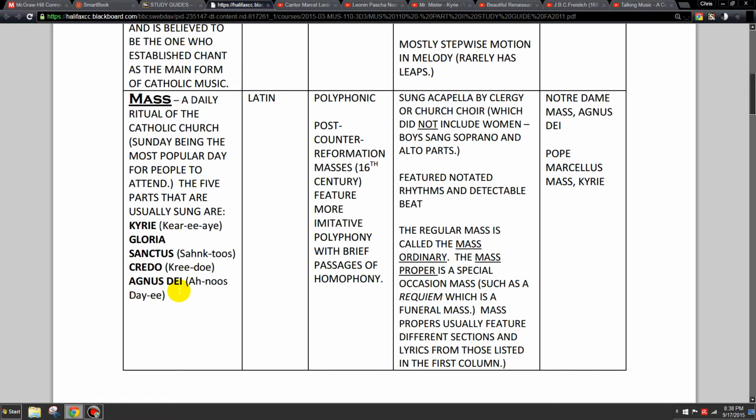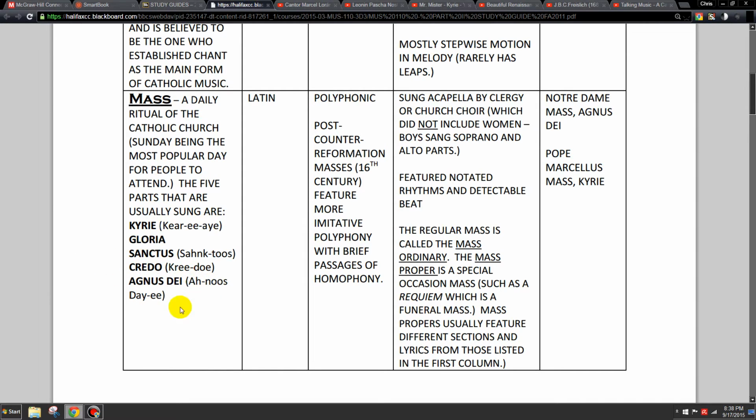There are five parts that were traditionally sung, and this is not going to be the case if you go into a modern Catholic church because there have been major changes within the Catholic Church. We're mainly talking about what a Mass was like during the Middle Ages and Renaissance. There are five parts that usually involve chant-like singing, usually based on Gregorian chants or some other sacred music, sacred hymns and stuff like that. And those are the Kyrie, the Gloria, the Sanctus, the Credo, the Agnus Dei, which we've previously gone over.